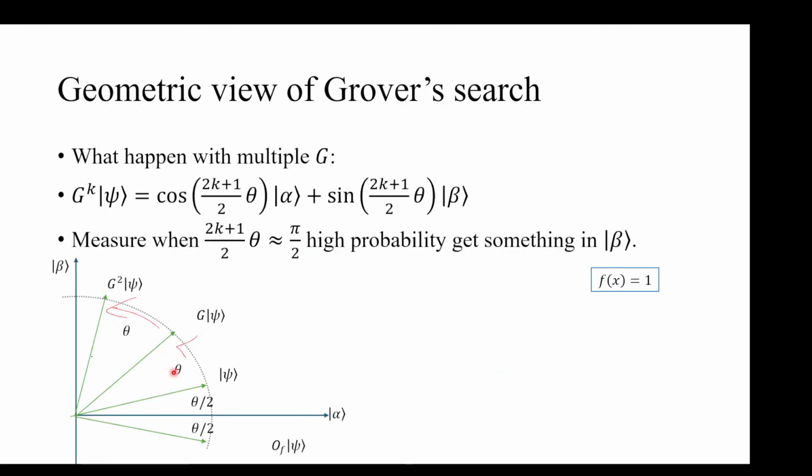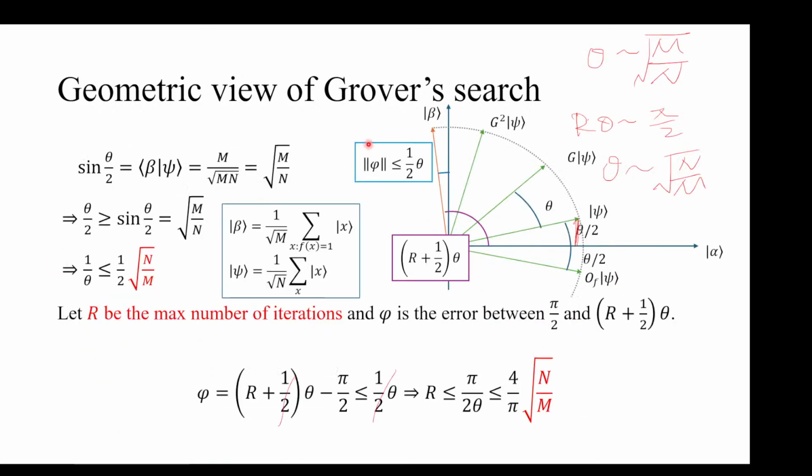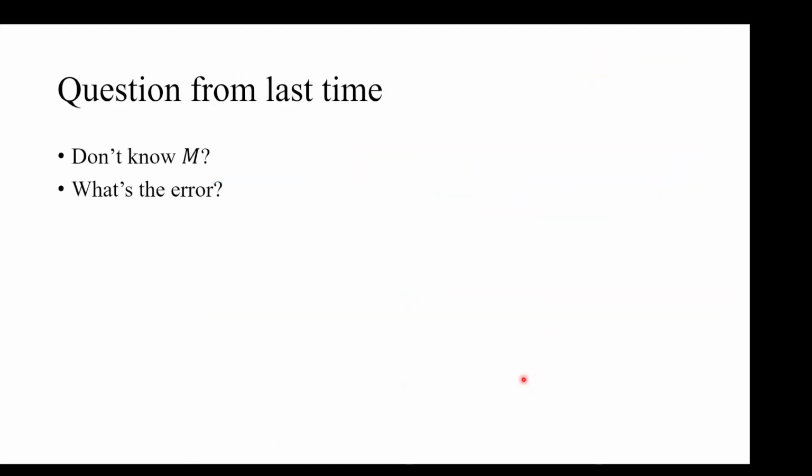Those 2 reflections will rotate your state by angle theta, and you start with the uniform superposition psi. So at some point you will get very close to the beta state, which is the superposition of every marked item. How many Grover iterations we need to get close to beta is R, order square root of N over M. And last time we ended with two questions: first, what if we don't know M, and second, what's the error. We are going to go over that today.